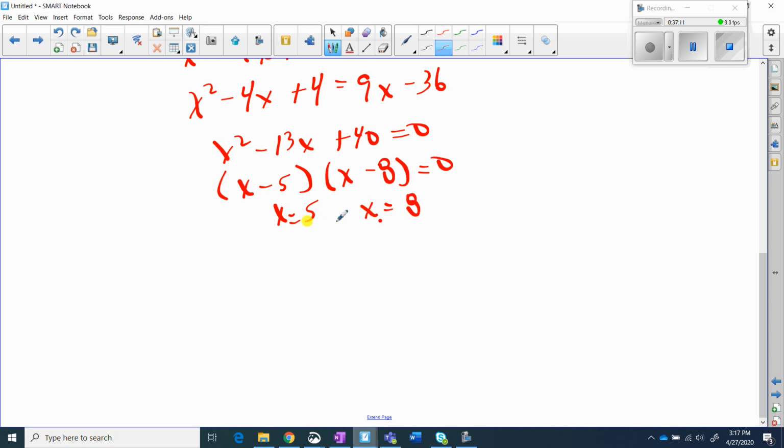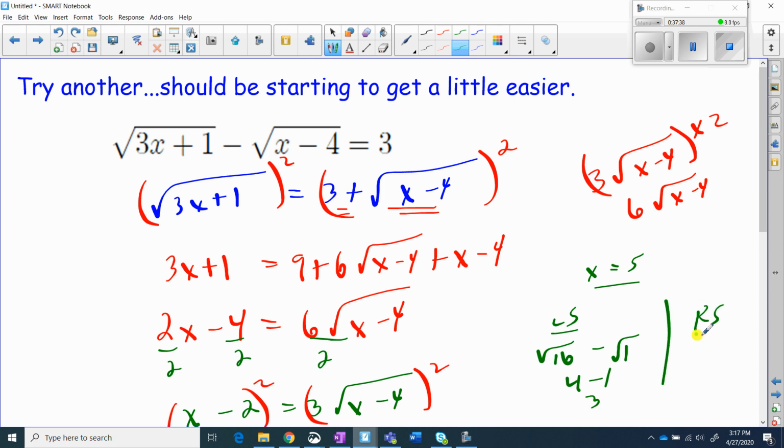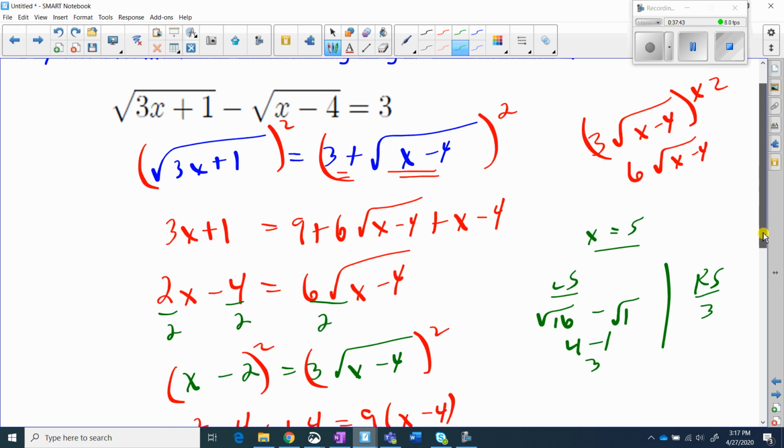Now I have to check those and see if they verify in the original. Go back to the original. Let's put in x equals 5. 3 times 5 is 15 plus 1. This is the left side now. The left side is going to be the square root of 16 minus the square root of 5 take away 4, which would be 1. 4 minus 1 is 3. Right side, 3. That one works.